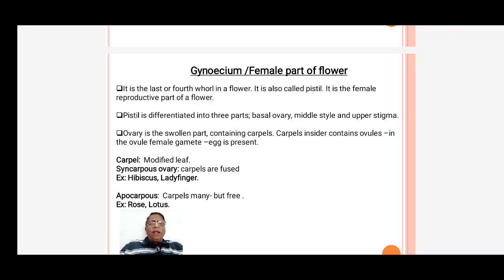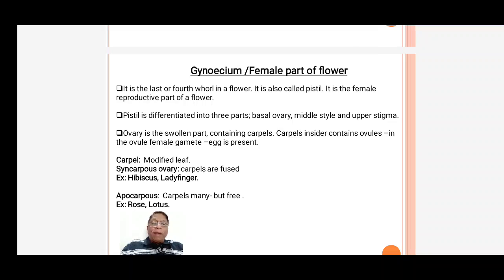The ovary is the basal part. It is swollen. It contains carpels. The number of carpels may be 1 or many.